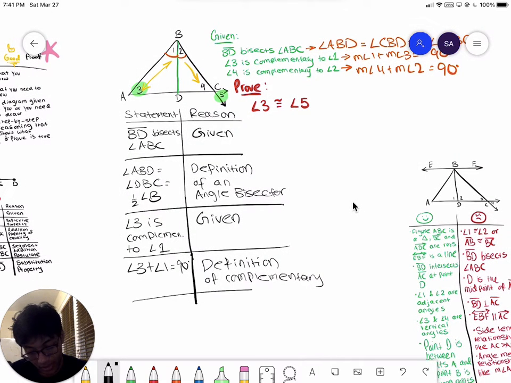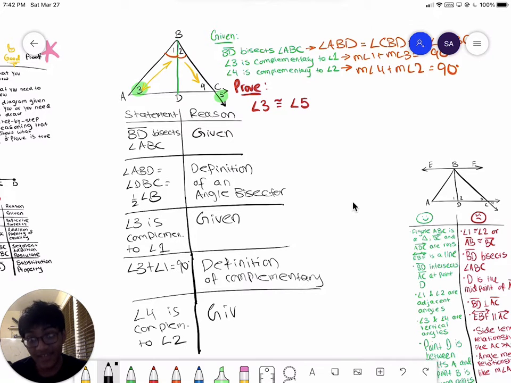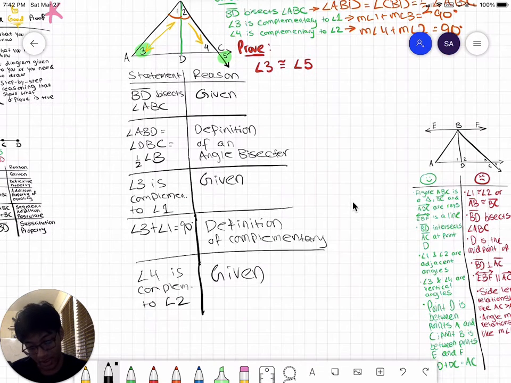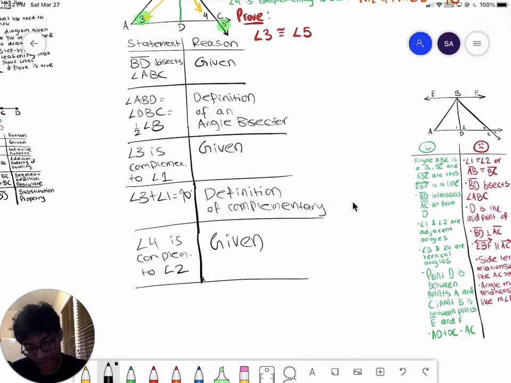We know that angle 4 is complementary to angle 2. And again, how do we know that? Well, that's a given piece of information. And let's convert that to math language now. That means angle 4 plus angle 2 is 90 degrees. And that's, of course, by the definition of complementary angles.